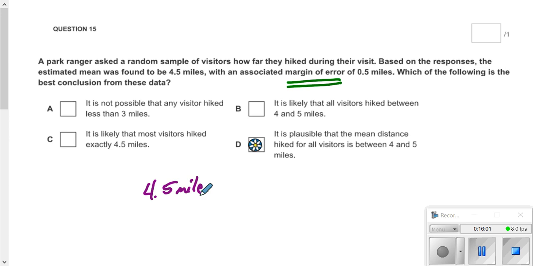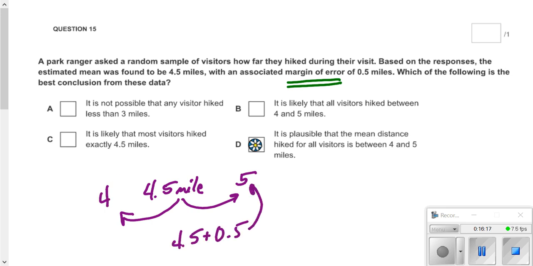But they think that they might be off by about a half a mile. So if I went a half a mile longer, that would be 5 miles. And if I went a half a mile less, that would be 4 miles, right? 4.5 plus a half is how I got this. And then 4.5 minus a half is how I got that.